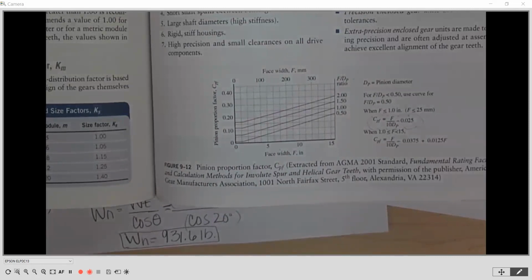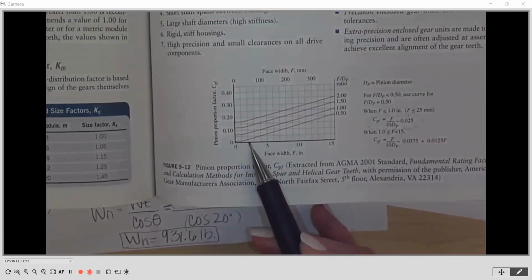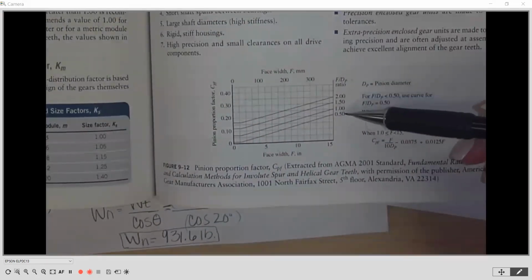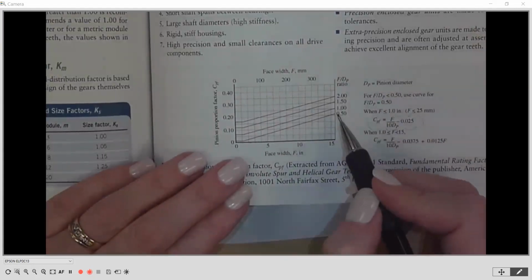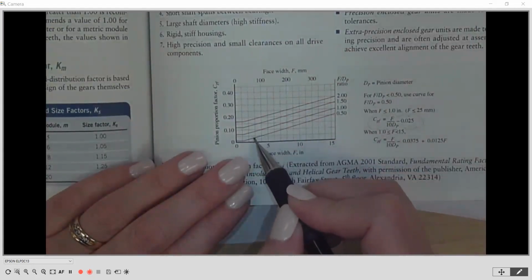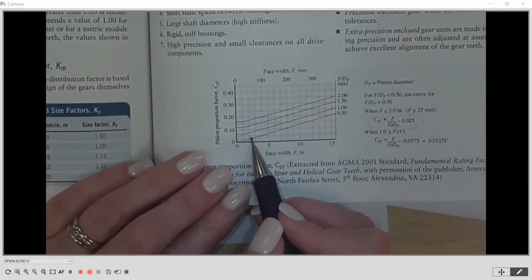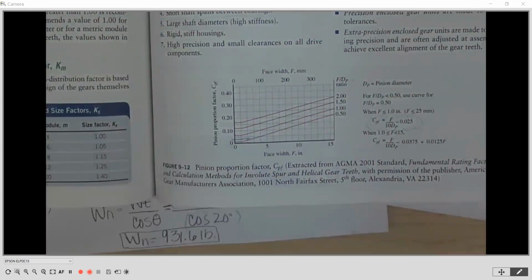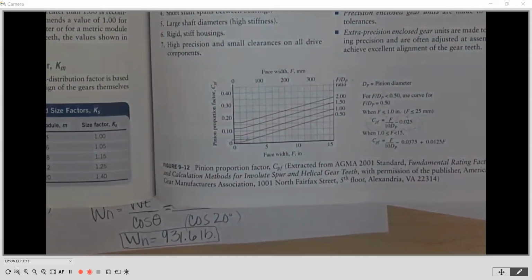So I'm going to go underneath here and find where 2 is. You'll notice that this is number 5 and this is the face width in inches. So 2 is going to be the second line from the 0. And here it goes from 0.5 to 1, so it's going to follow that line along, but just a little bit above, and then over. If we look here, it's between 0 and 0.05, in between there.